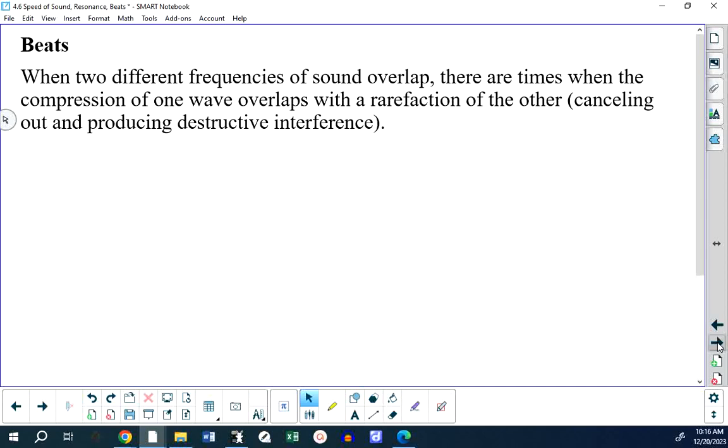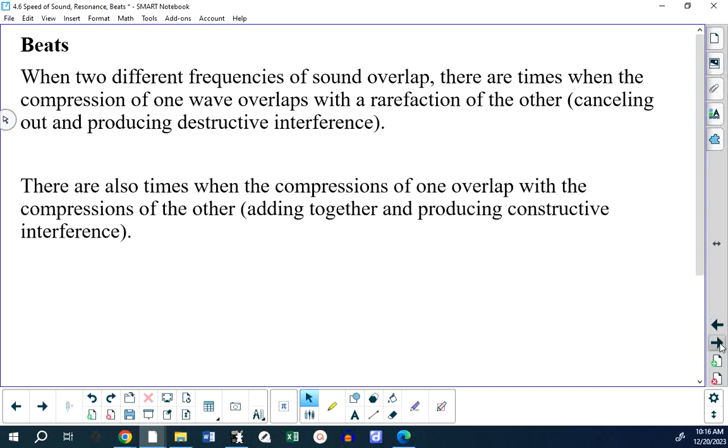If it turns out that they overlap in such a way where, instead, you get a compression of one wave meeting the rarefaction of another, that means you have the energy pushing the molecules one way in one wave, and the other wave trying to do the opposite, pull them apart. You get a canceling of the sound. So what happens when you have two different frequencies that overlap is the sound volume goes up and down.